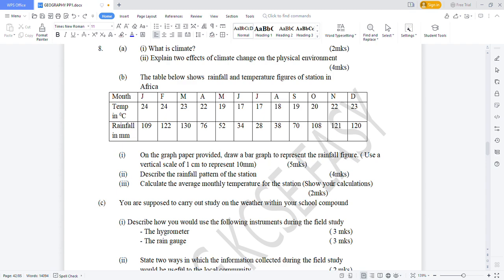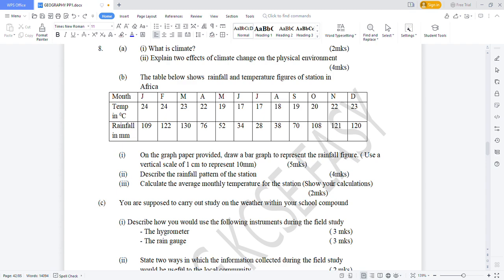So a bar graph. As I said earlier, I'm looking for a way to do these things practically with you. As for now, let's just do the theory part. So part 1 of that question: on the graph paper provided, draw a bar graph to represent the rainfall figures. They are given a vertical scale of 1 centimeter to represent 10 millimeters.